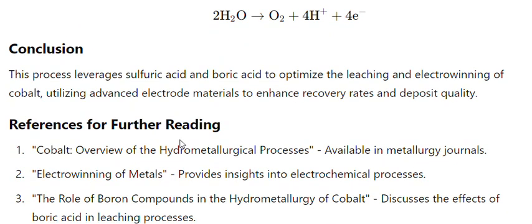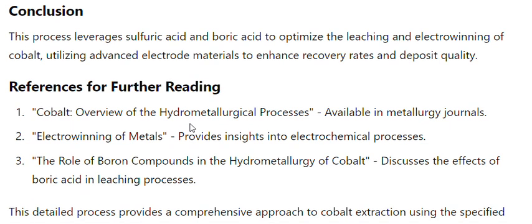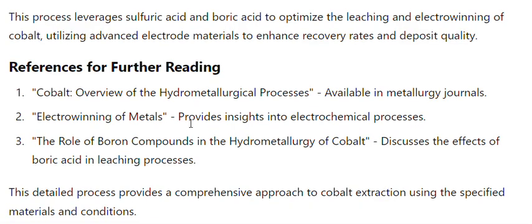Conclusion. This process leverages sulfuric acid and boric acid to optimize the leaching and electrowinning of cobalt, utilizing advanced electrode materials to enhance recovery rates and deposit quality. References for further reading. 1. Cobalt, Overview of the Hydrometallurgical Processes, available in metallurgy journals. 2. Electrowinning of metals, provides insights into electrochemical processes. 3. The role of boron compounds in the hydrometallurgy of cobalt, discusses the effects of boric acid in leaching processes. This detailed process provides a comprehensive approach to cobalt extraction using the specified materials and conditions.